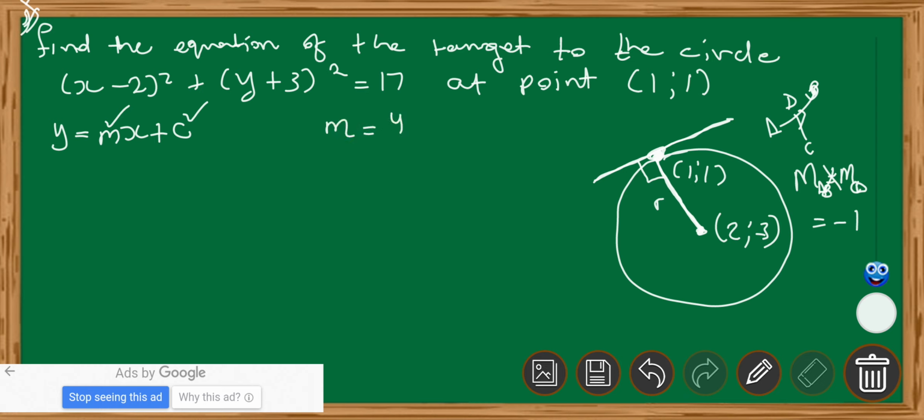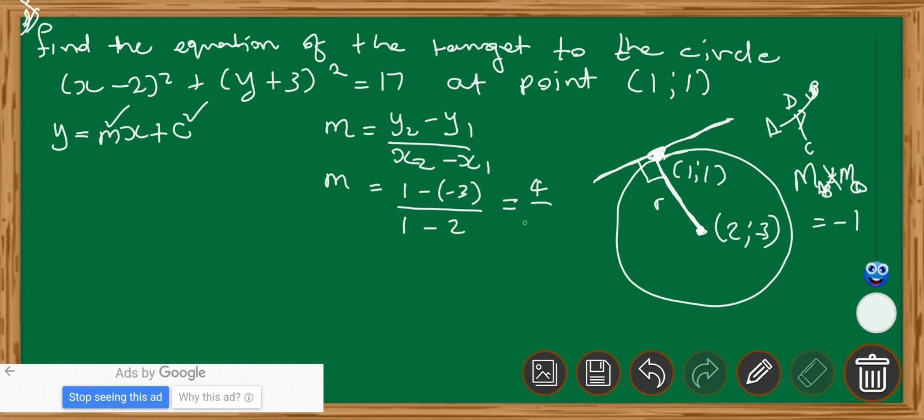Gradient of the radius is (y2 − y1) divided by (x2 − x1). Gradient is equal to y2, which is 1, and then y1, which is −3, right? So it's 1 minus −3, and then x2 is 1 minus 2, divided by −1. So our gradient here is 4 over −1, right? So the gradient of the radius is −4.